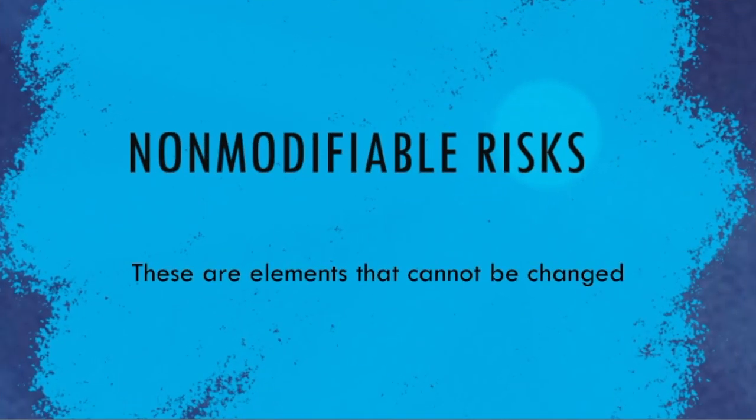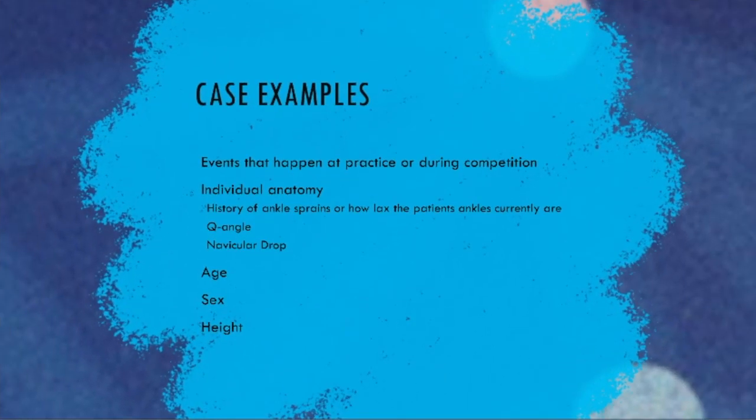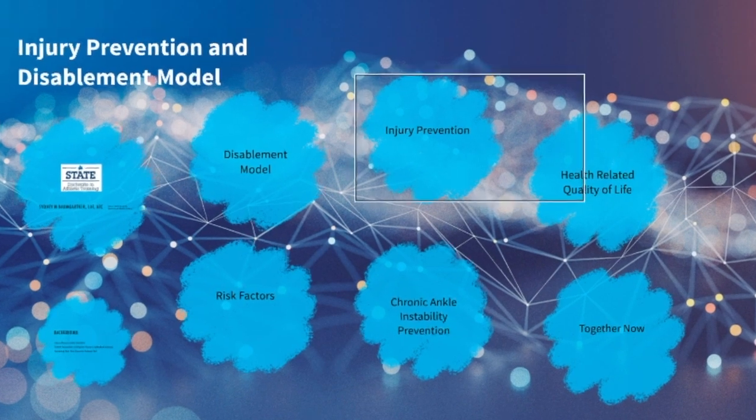Non-modifiable are elements that cannot be changed. So these are things like age, sex, height, the individual's anatomy, and events that happen during practice or during competition. Yes, some of these things can be fixed surgically, but we're talking about basic fixes.